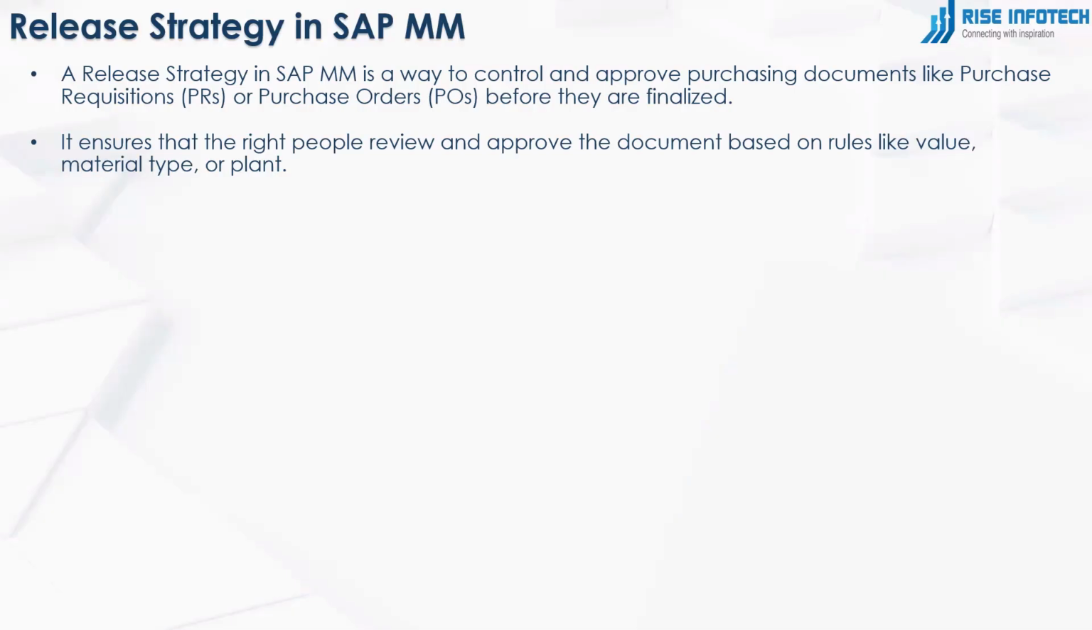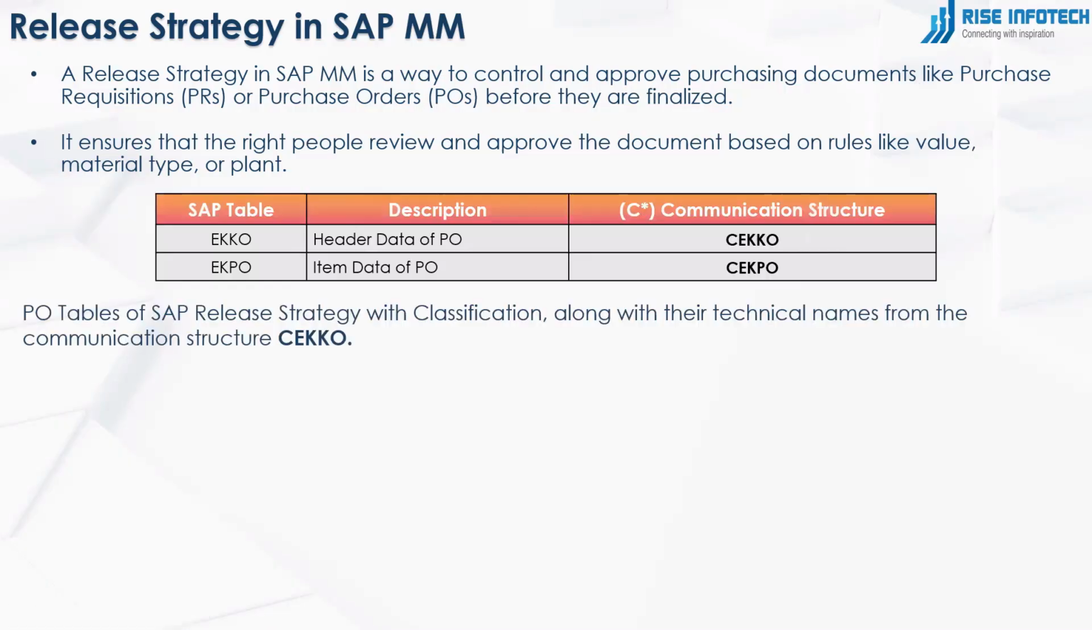Release strategy in SAP is a way to control and approve purchasing documents like purchase requisitions and purchase orders before they are finalized, that is before getting approved at the organization level. It ensures that the right people review and approve the document based on rules like value, material type, or plant. So we have some tables in the release strategy.